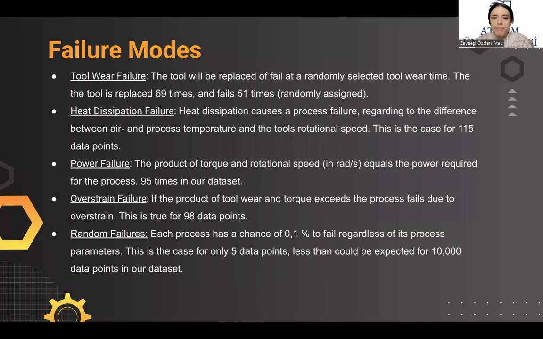For me, at least. My name is Arda. My department is computer engineering, and we have 5 failure modes in this data set. These failures usually occur due to certain machine features. First of all, we have tool wear failure. As the name suggests, it is related to tool wear. Then heat dissipation failure, which is related to the difference between air and process temperature and rotational speed. Power failure is related to torque and rotational speeds, and overstrain failure is related to tool wear and torque. And also we have random failures, which means each process has a chance of 0.1% to fail regardless of its process parameters.